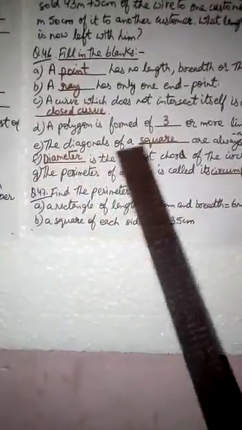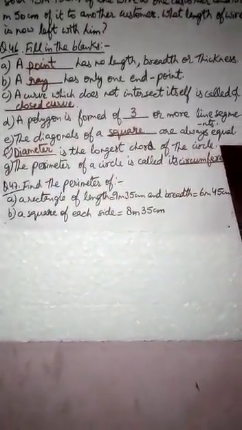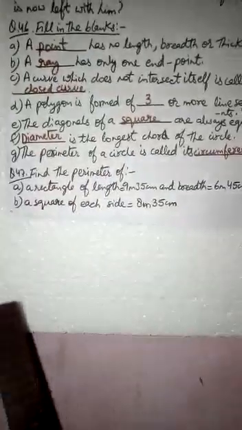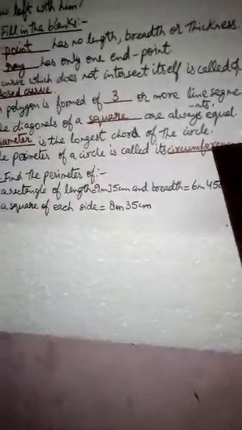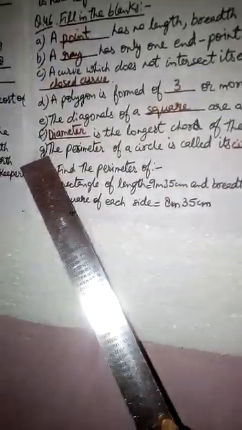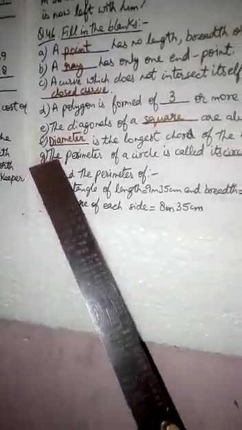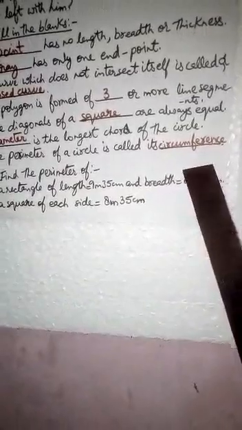E, the diagonals of a square are always equal. Because all the sides of the square are equal, so the diagonals we make in it are also equal. Sixth, diameter is the longest chord of the circle because it touches both the ends of the circle. G, the perimeter of a circle is called its circumference. Okay.